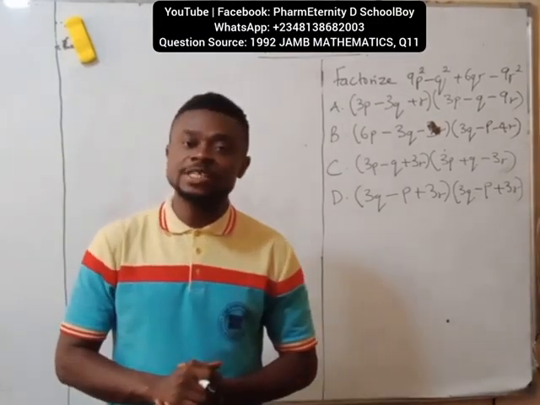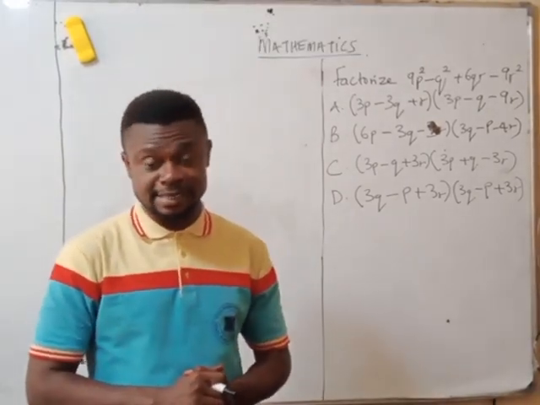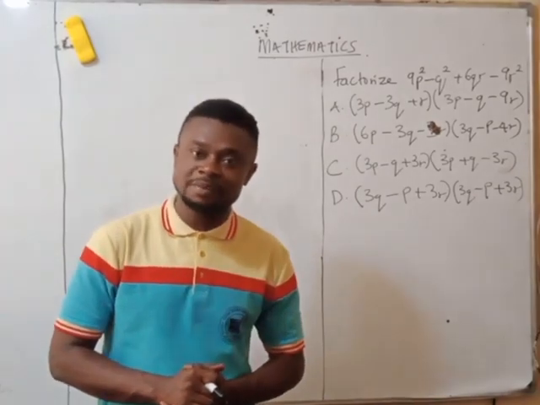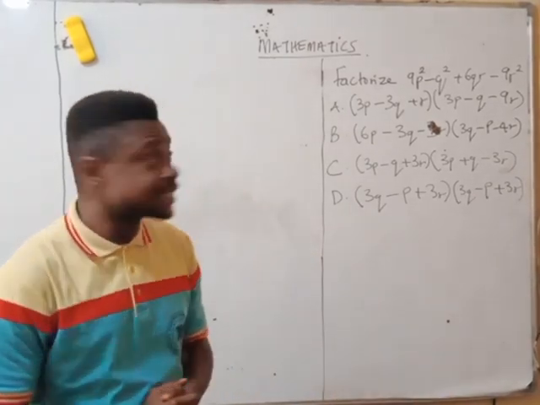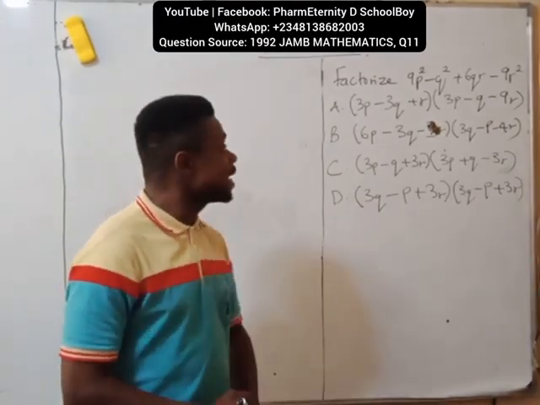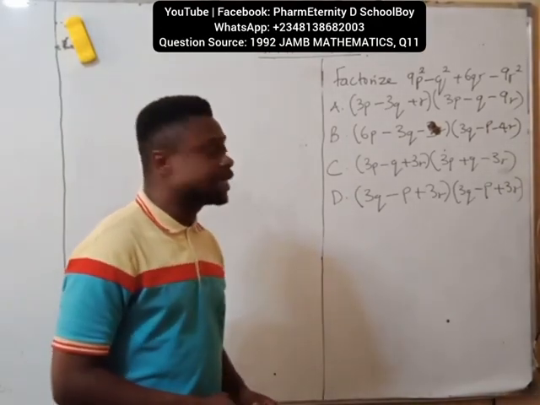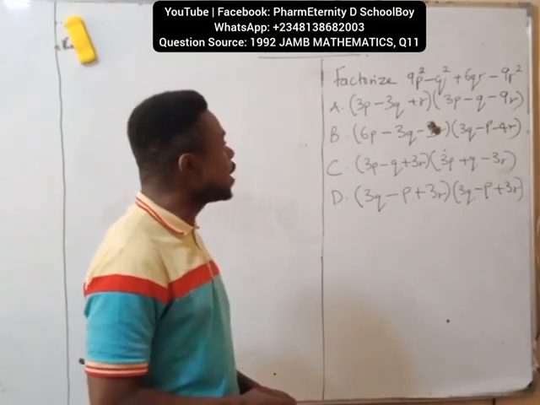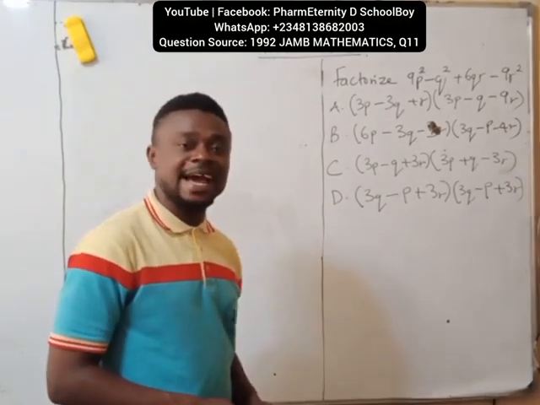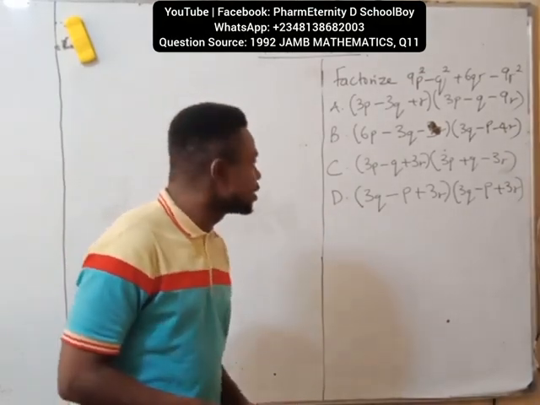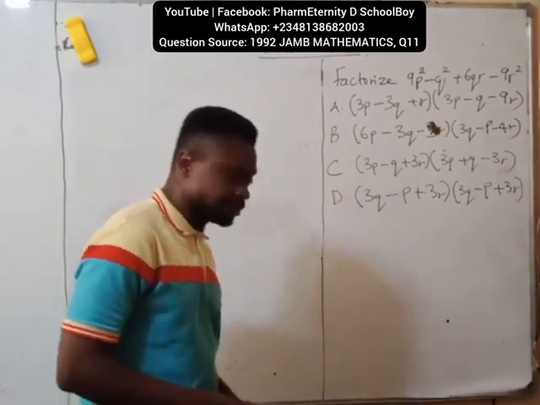Today we are going to take a look at mathematics and we have a question on the board. The question says, factorize 9p squared minus q squared plus 6qr minus 9r squared. And we have the options there.